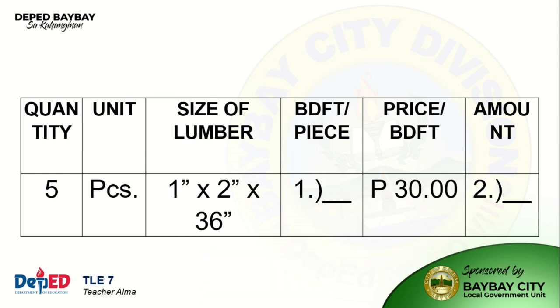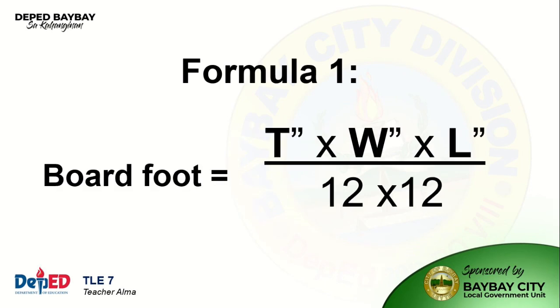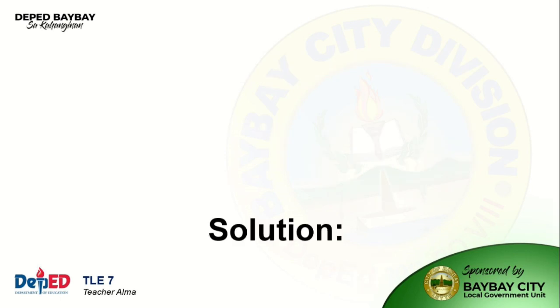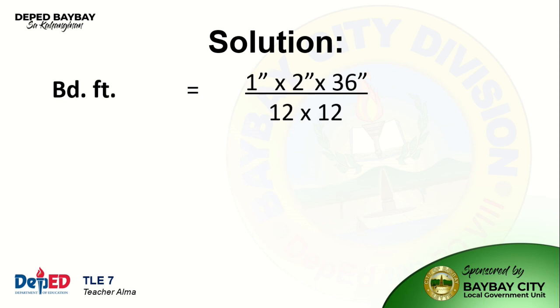Time's up! Now let us check your answer. For the size of lumber, we have 1 inch thick times 2 inches width times 36 inches length. The formula we are going to use is formula number 1 since the length is in inches. So we have thickness times width times length divided by 12 times 12. Our solution is 1 times 2 times 36 divided by 12 times 12.